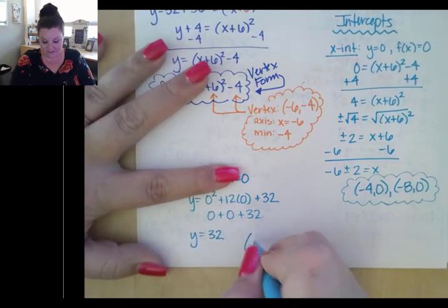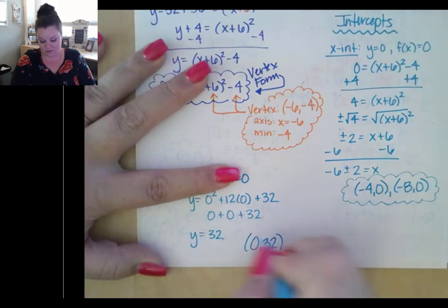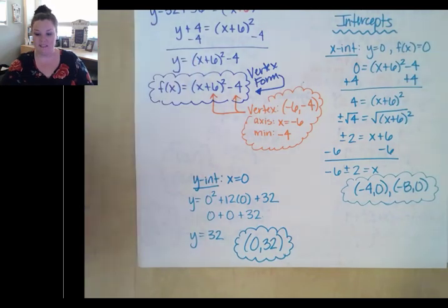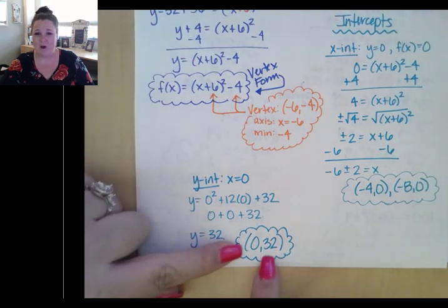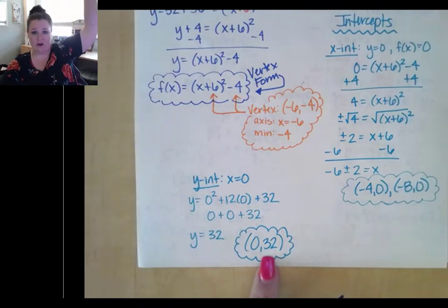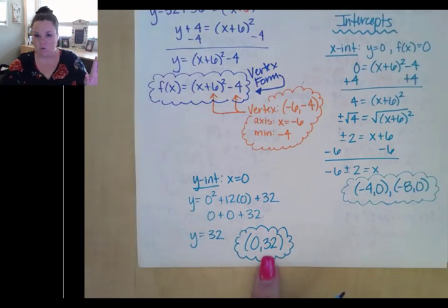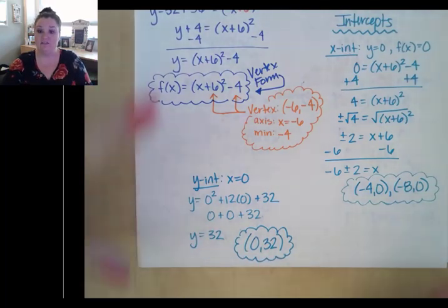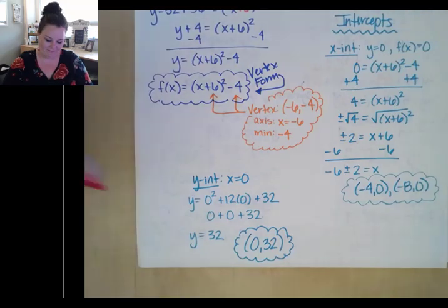So my y-intercept is going to be 0, 32, and that's way too big to be graphing on this graph. So if you happen to get a y-intercept that's way above our graph or way below our graph, don't worry about graphing it, okay? Just graph the stuff that falls on the graph, okay?